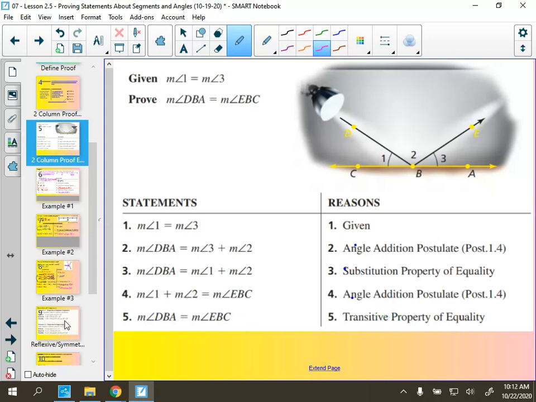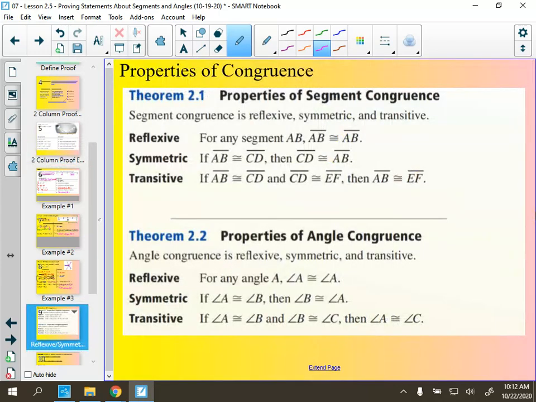All right, so let's take a quick break here. Back to our notebook. Let's add these to our notebooks. Very similar to the previous lesson, we have 3 properties of congruence. The reflexive property of congruence, the symmetric property of congruence, the transitive property of congruence. Same exact names that we had with equality. We just have the properties as congruence.